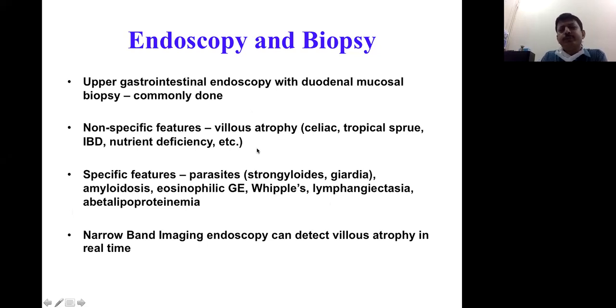Now, the normal endoscope cannot tell us about the villus morphology, but now we have technology available with us, which in real time during endoscopy itself can tell us whether the patient has villus atrophy. And one such technology is this magnification narrowband imaging. This is something which we have at our center and we have published our data as well.